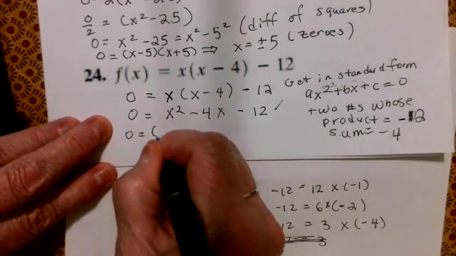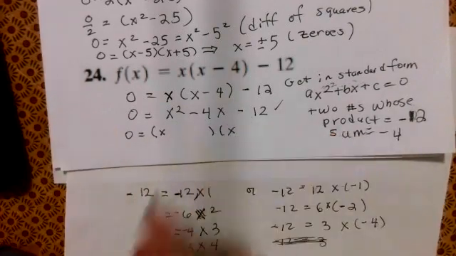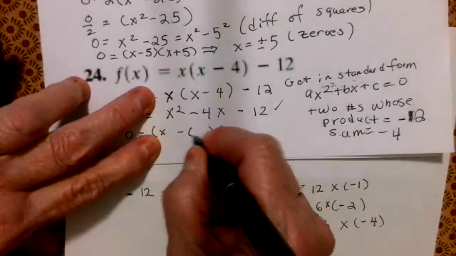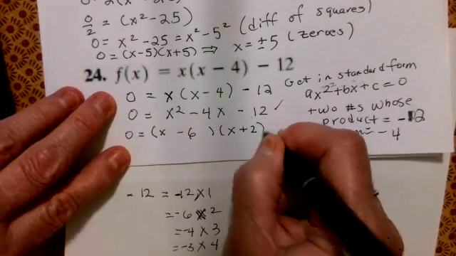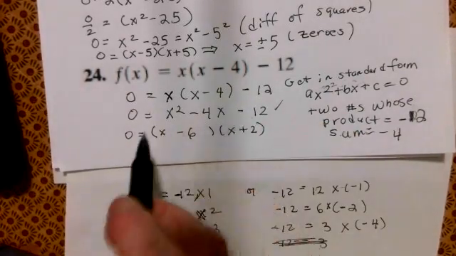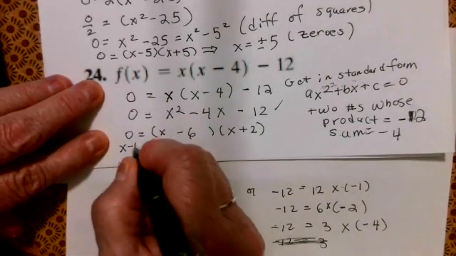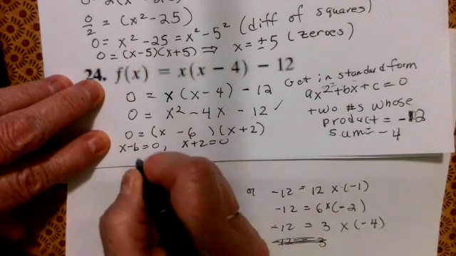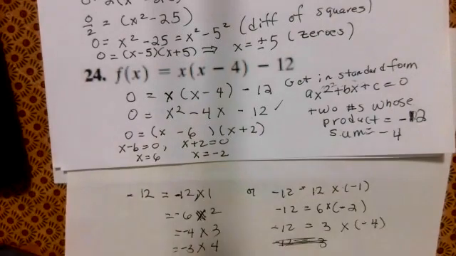And then I'm just going to write out the parentheses. It's going to have an x here and an x here, because I know that when the coefficient is 1. And then it's going to have these numbers, a minus 6 and a plus 2, because that would give me x squared plus 2x minus 6x minus 12. So then we set each factor equal to 0. We get x equals 6, and we get x equals minus 2. Okay, so those are the zeros.